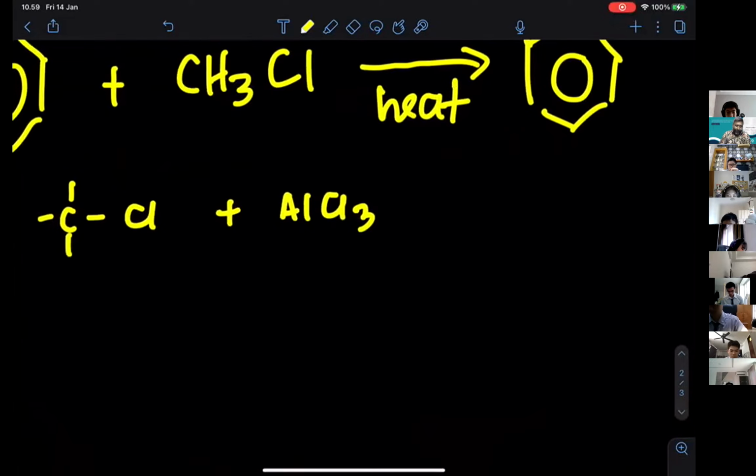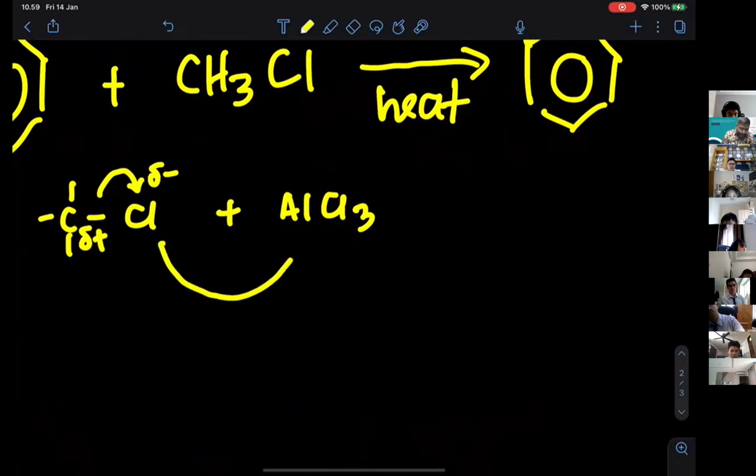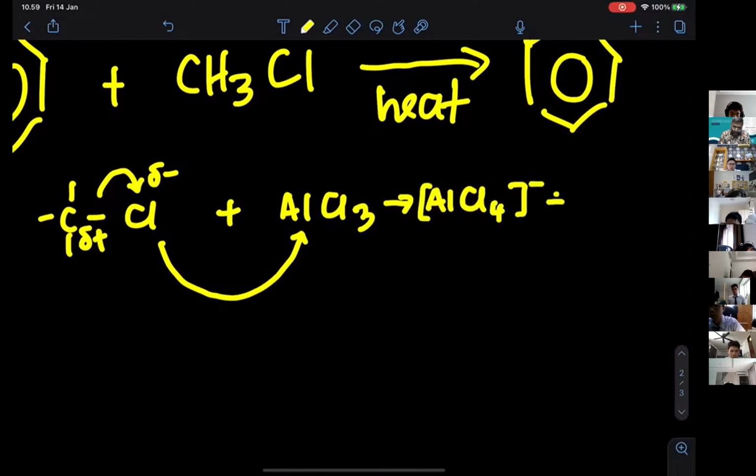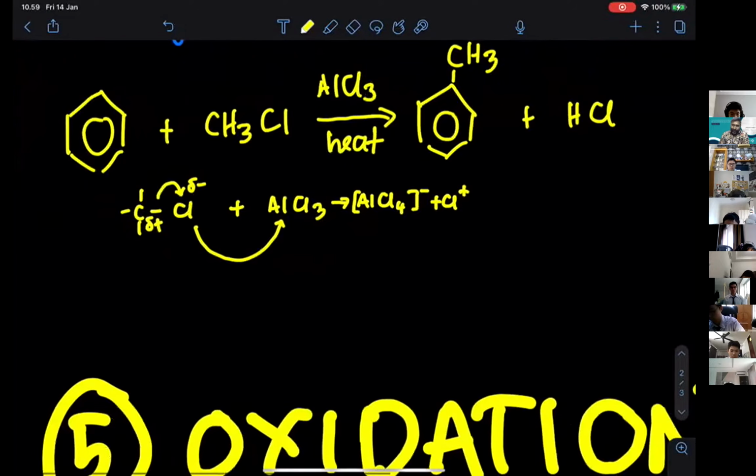And then what happened? AlCl3, no need to polarize this molecule because it's already polarized because Cl is more electronegative. The electron will go there. No need to tell that AlCl3 needs to polarize. So the delta negative will come over here. They will form a coordinate dative bond to Al, because Al has empty d orbitals. So they are going to give you AlCl4 minus and CH3 plus, which is our electrophile.